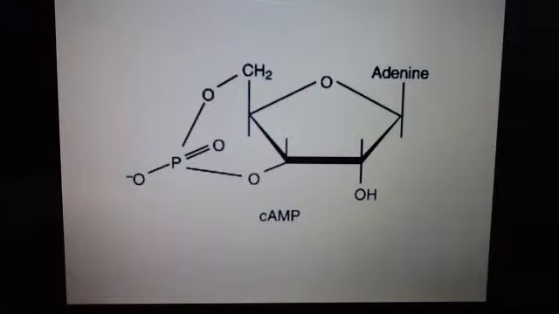Second messengers. This is just a quick introduction into second messengers, and the three second messengers we're going to be focusing on are cyclic AMP, which is a classic second messenger, and of course the other two are cytosolic free calcium, which activates signaling pathways that involve calcium binding proteins, and then we're going to talk about phospholipid metabolites.